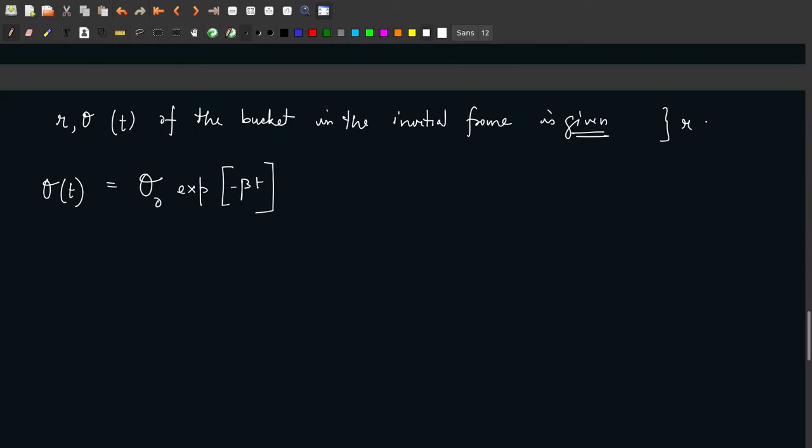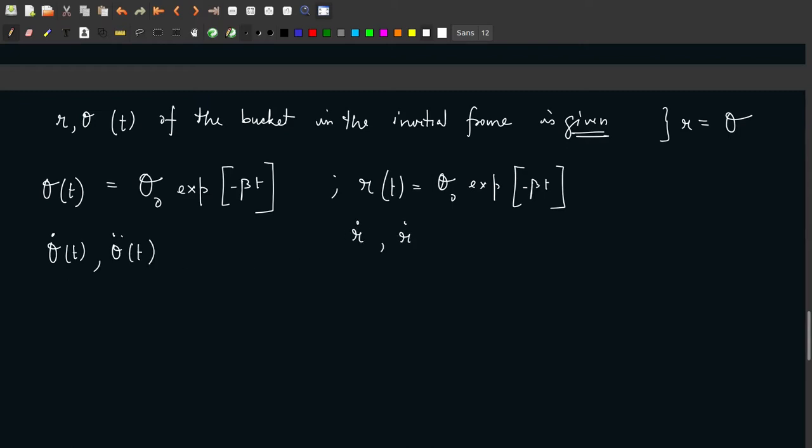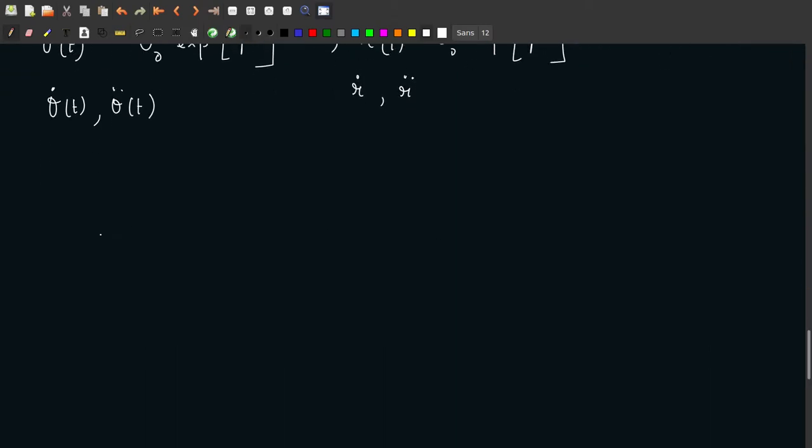And r is equal to theta, since k assumes the value of 1 meter per radian, so r also assumes the value theta naught times exponential of minus beta t. From this you can calculate theta dot and theta double dot. From here you can calculate r dot and r double dot. Very good.